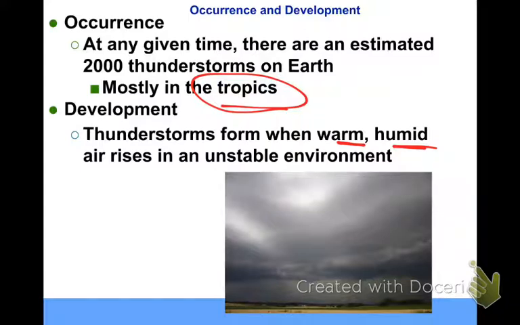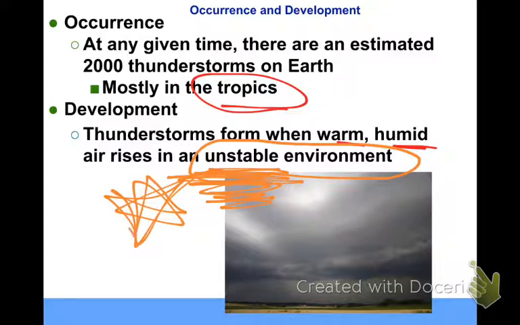Your key word for this definition, and all of you need to make sure that you know this key word, or two keywords, is that thunderstorms occur in an unstable environment. An unstable environment. The more unstable the environment is, the more likely you're going to have a big storm. So unstable is what you need to think about when you think of thunderstorms. Thunderstorms occur in an unstable environment. Make sure you know that. Make sure you underline that. Make sure you star that.